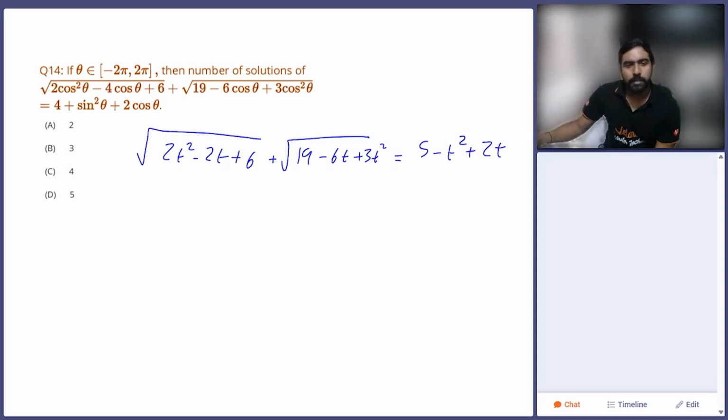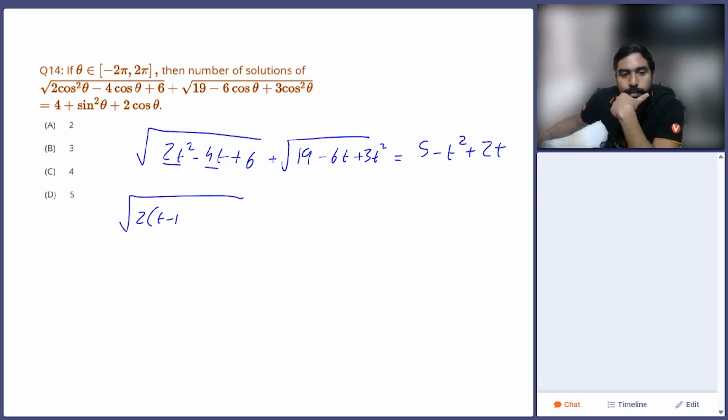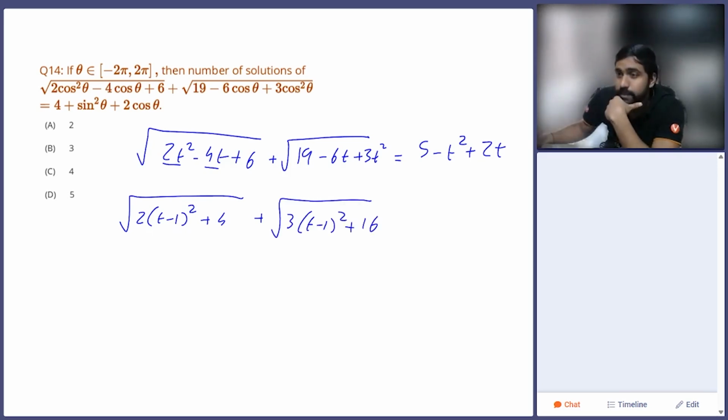Okay, so t square minus, oh, this is 4t, right? Can you look at something over here? I have 2t square minus 4t plus 6, and if I take 2 common, I can write this as 2 times (t minus 1) whole square plus 4. And very similarly over here, as I have 3t square minus 6t plus 19, I can write it as 3 times (t minus 1) whole square plus 16. And then this is equal to, over here, if I write this as 6 minus 1, then I will get 6 minus (t minus 1) whole square.